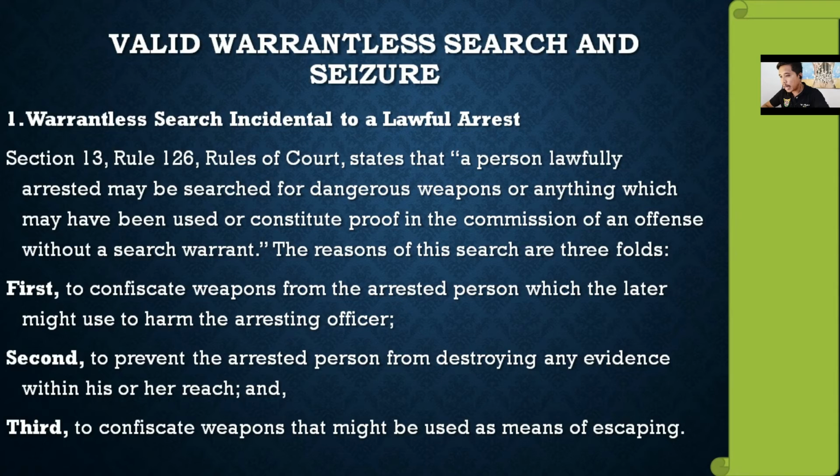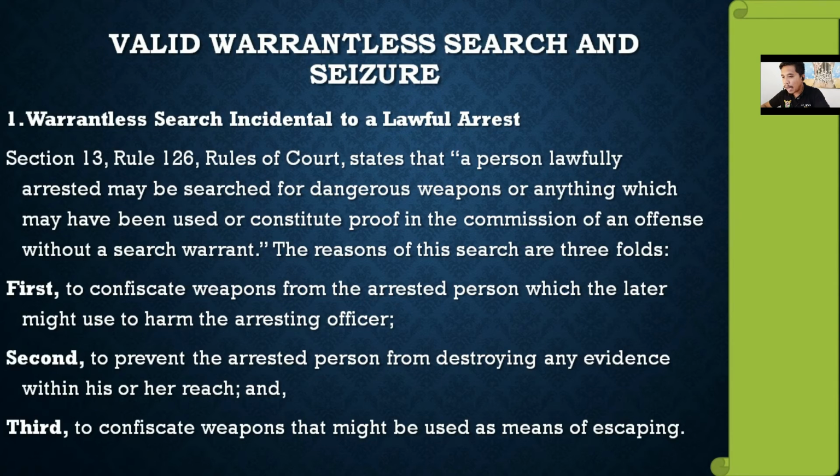In Section 13, Rule 126, Rules of Court, it states that a person lawfully arrested may be searched for dangerous weapons or anything which may have been used or constitute proof in the commission of an offense without a search warrant. The reasons for this search are threefold. One, to confiscate weapons from the arrested person which the latter might use to harm the arresting officer. Like, say for example, if the person is carrying a knife or a firearm, that should be confiscated or searched even without the virtue of a warrant.